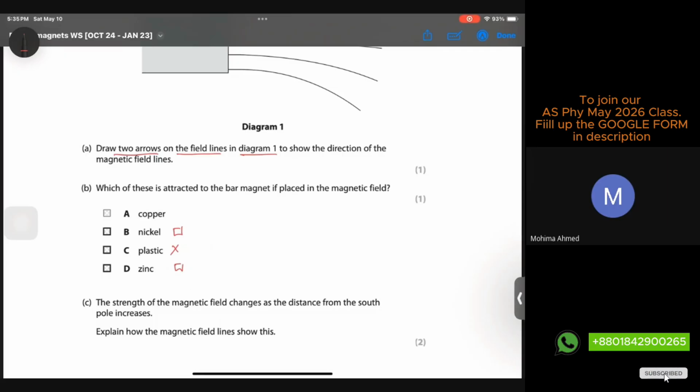One minute. So this is attracted to the bar magnet if placed in the magnetic field. Yes, zinc and nickel are actually not... nickel is actually a magnetic material. Copper and zinc are not magnetic materials. Right? Let me just check, one minute. Just a minute.